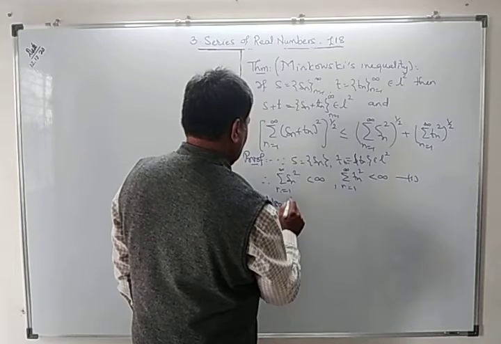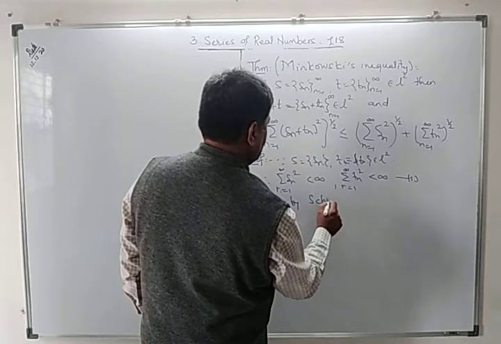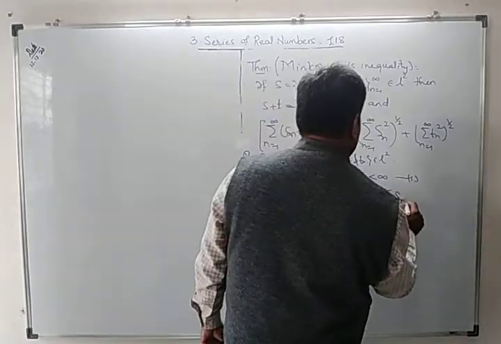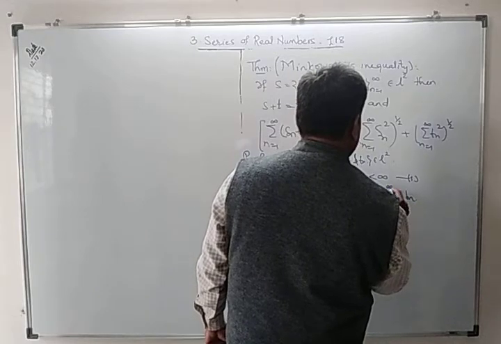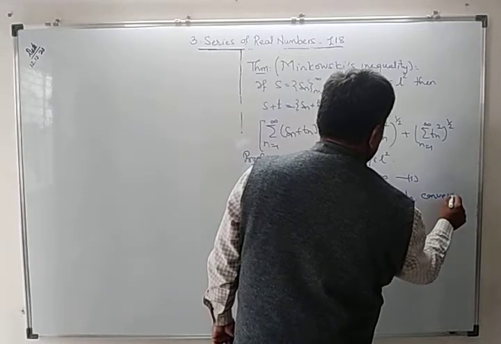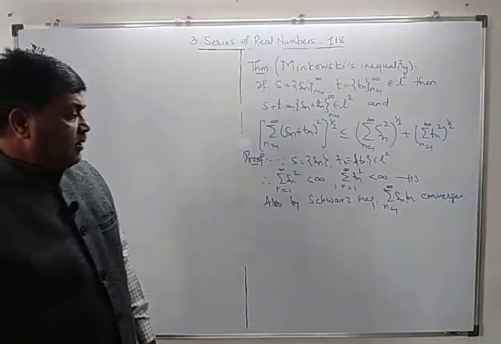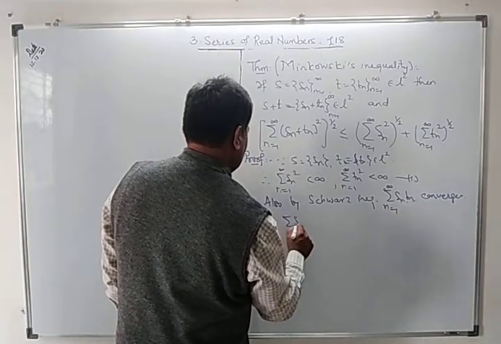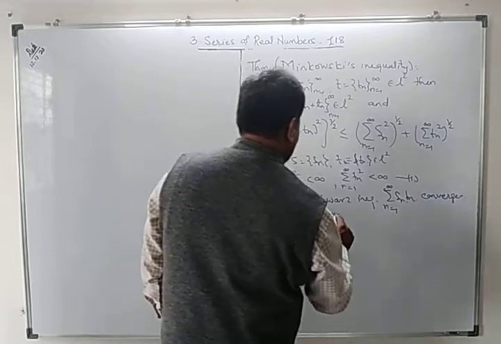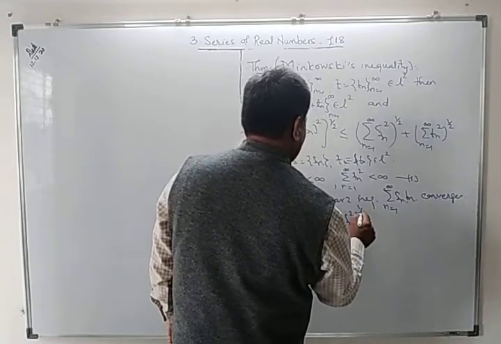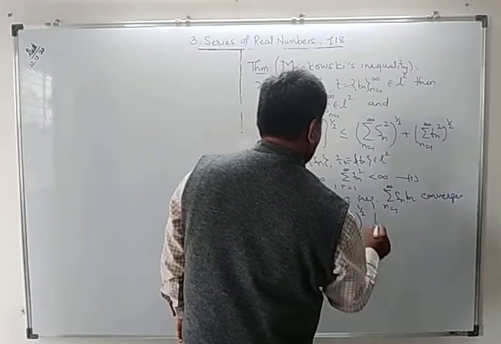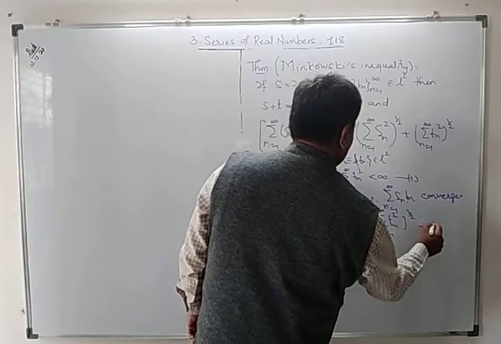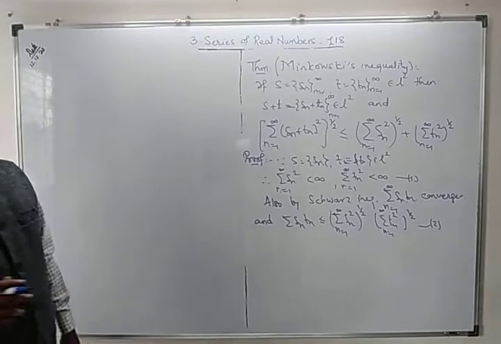Now, for any fixed n, also by Schwarz's inequality, the summation of Sn Tn, n equal to 1 to infinity, converges. Okay. And the summation of Sn Tn is less than or equal to the summation of Sn square raised to half, n equal to 1 to infinity, into the summation of Tn square, n equal to 1 to infinity, raised to half. This is equation 2. Okay.